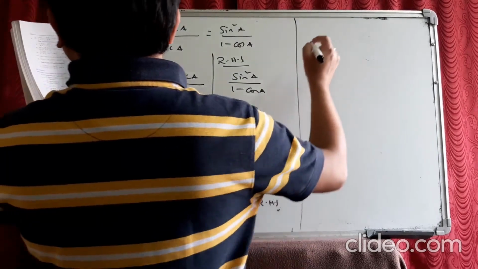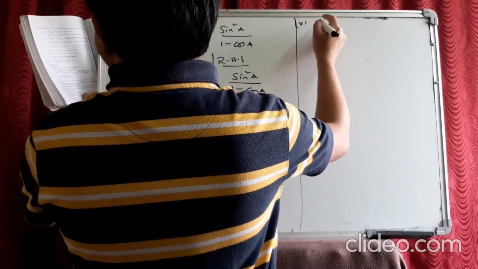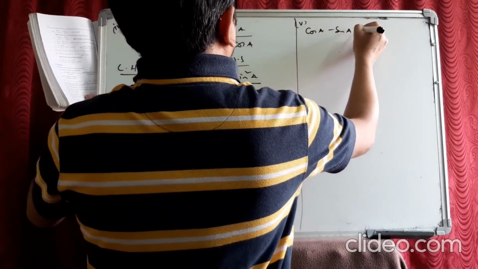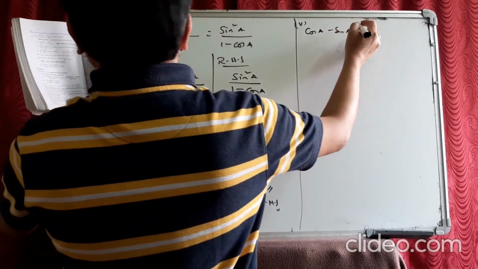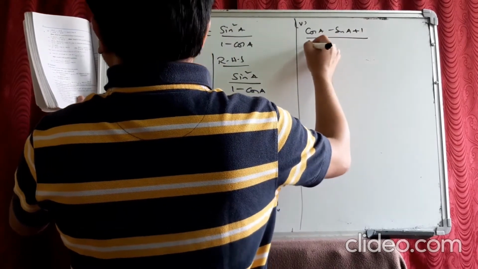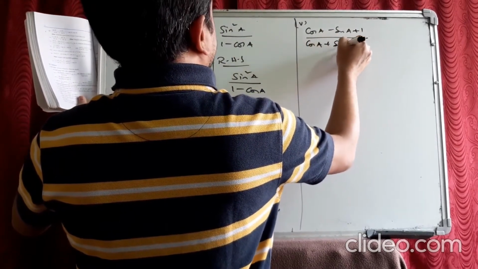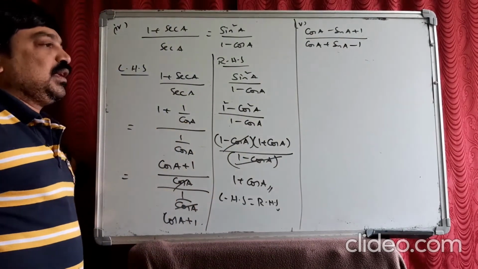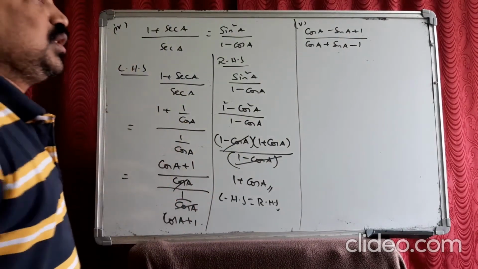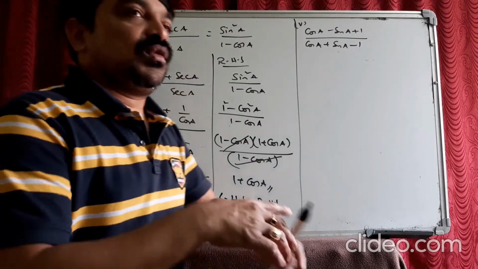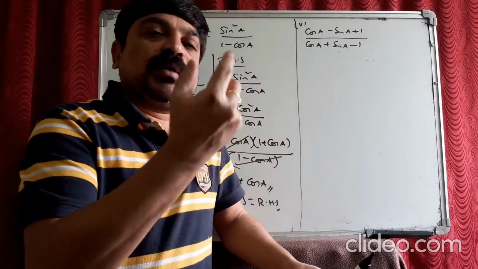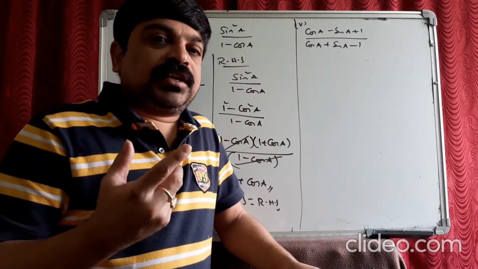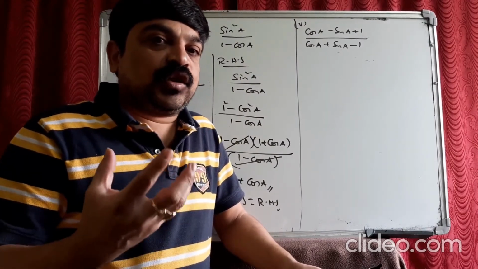Now, see the next question. Fifth one. (Cos A minus sin A plus 1) by (cos A plus sin A minus 1). The answer is in terms of cosecant and cot. So, cosecant and cot, what is the similarity? Cosecant is 1 by sin. Cot is cos by sin. So, what is there in the denominator? It is sin in the denominator.